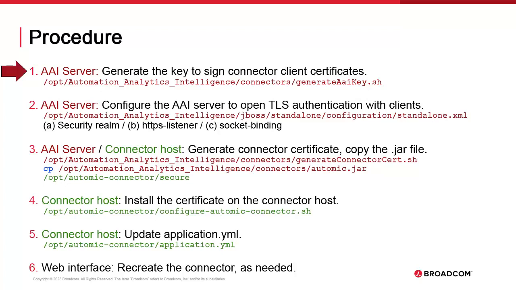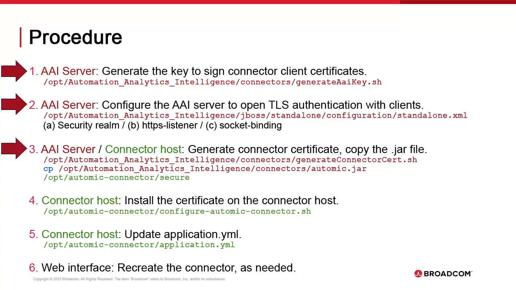For this, we have the generate AAI key.sh script in the connectors directory under the main AAI file system. This key signs all connector client certificates, and every connector will need one. The key is generated and added to the AAI server key store. Then we have to update the AAI configuration file called standalone.xml under the JBoss file system. This file contains the AAI settings for protocols, will enable SSL, and a few other things.